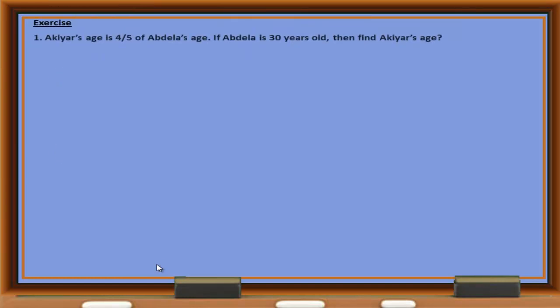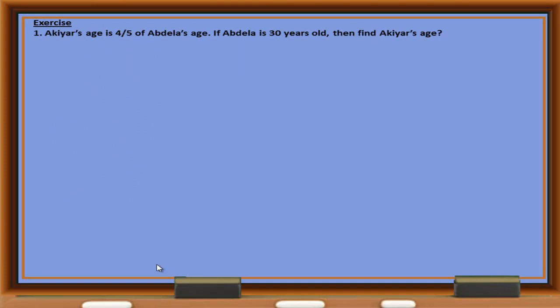Exercise number 1. Akhyar's age is 4 over 5 of Abdullah's age. If Abdullah is 30 years old, then find Akhyar's age.